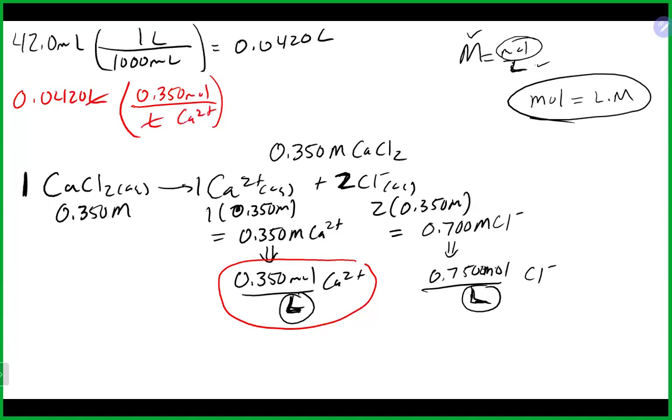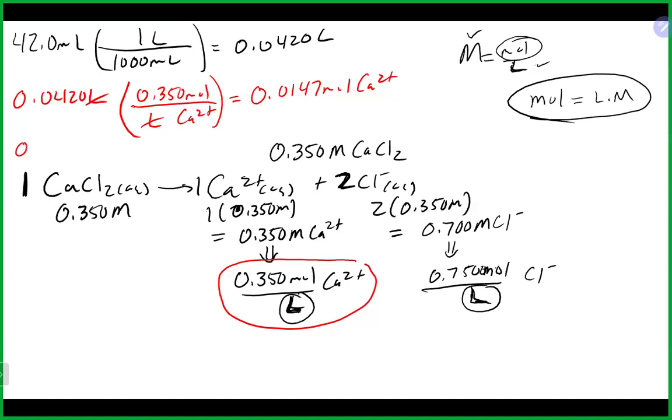The liters will cancel, and that's going to give me 0.042 times 0.35, which looks like 0.0147 moles of calcium ions. We'll do the same thing for our other one.